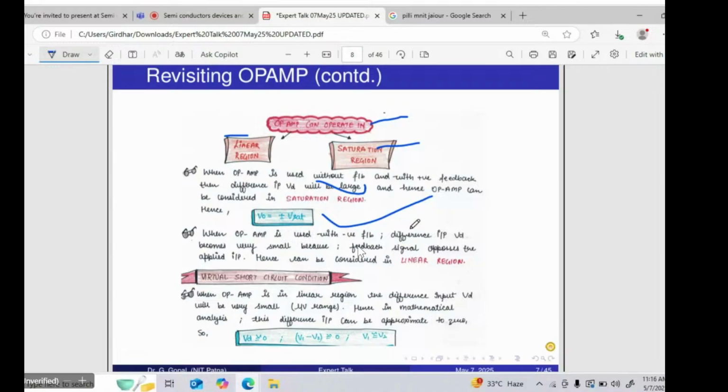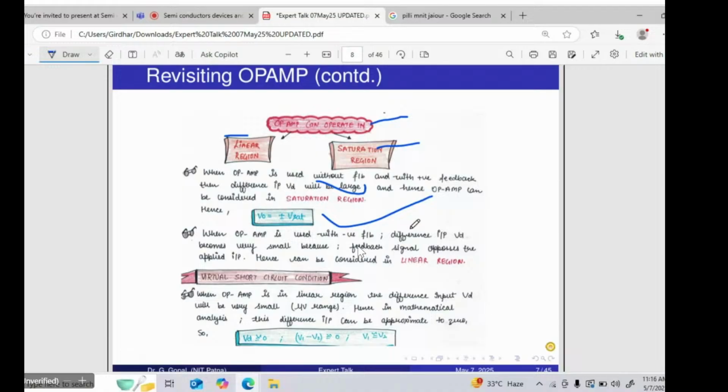Small means approximately zero. Meaning V1 minus V2 is 0, so V1 equals V2. That means whatever input signal you are applying at V1, the non-inverting terminal, the same will appear at V2. This is the condition for virtual short.